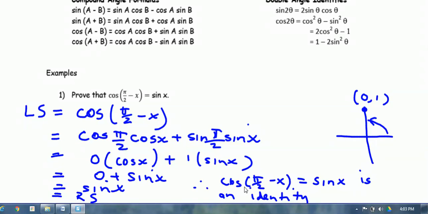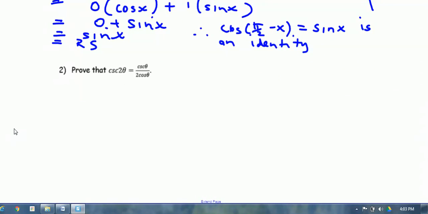Okay, let's do the next one. Prove that cosecant 2 theta equals cosecant theta over 2 cos theta. So again, we're thinking about which one's more complex, and I'm going to say that in this case, I would work with the left-hand side, even though it's only one trig function. It's still a complicated one because it's cosecant and because it is a double angle. So I would go ahead and choose the left-hand side.